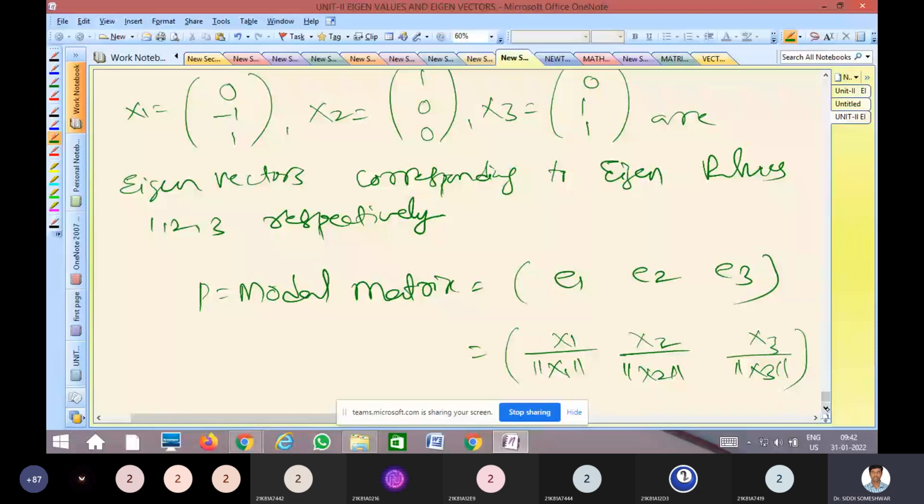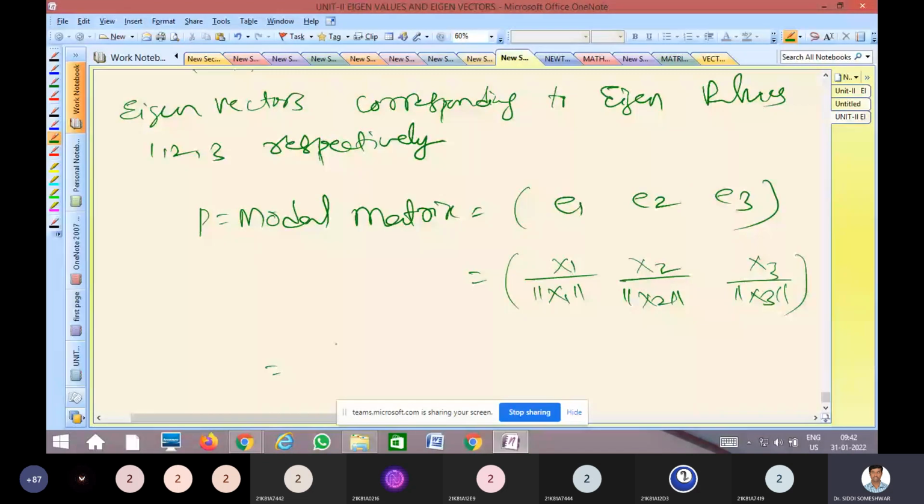The first one is 0, minus 1 by root 2, 1 by root 2. The second is 1, 0, 0, which remains the same. And the h3 vector is 0, 1, 1, so we get 0, 1 by root 2, and 1 by root 2. So this is the model matrix.